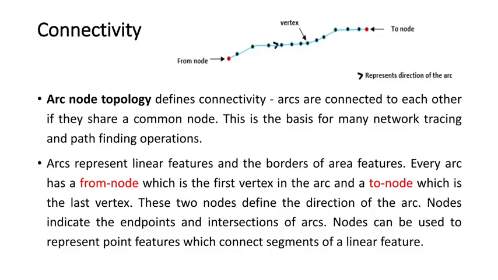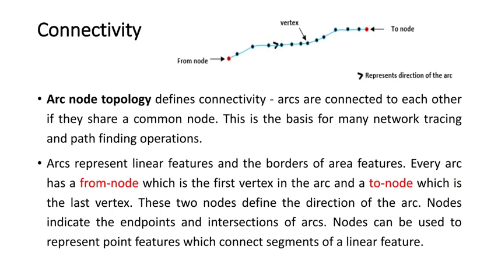So connectivity means, here you can see, an arc-node topology. It defines connectivity. Arcs are connected to each other if they share a common node. This is the basis for many network tracing and pathfinding operations. Arcs represent linear features and the borders of the area features.